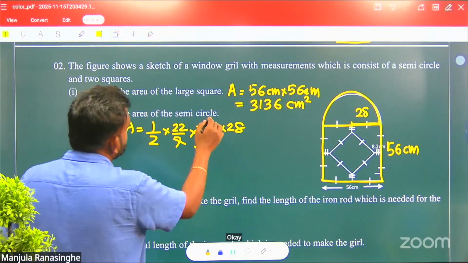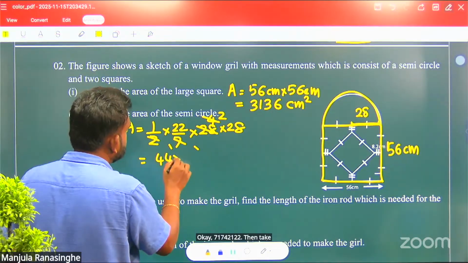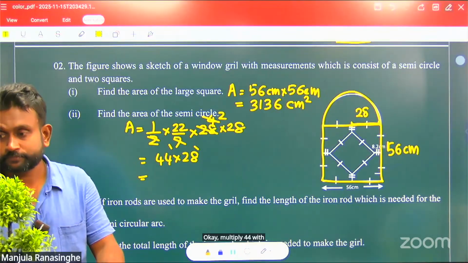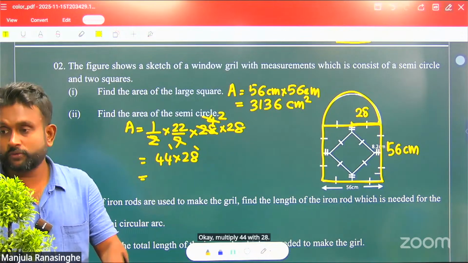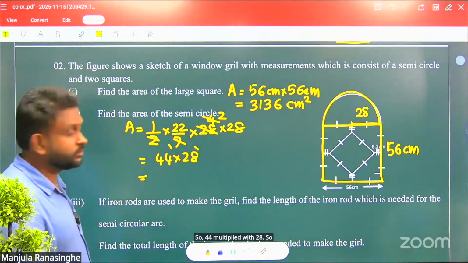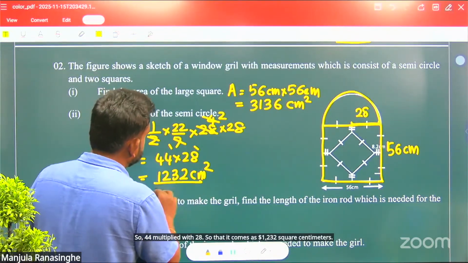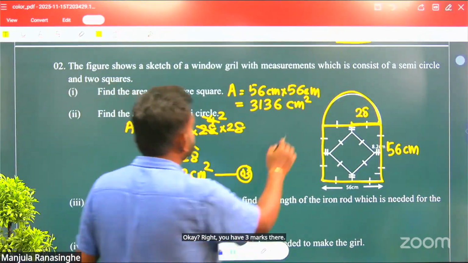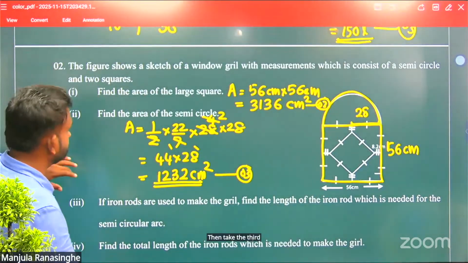7 fours are 28, 7 ones... Then take 44 into 28. Multiply 44 with 28. So that it comes as 1232 square centimeters. Right, you have 3 marks there.